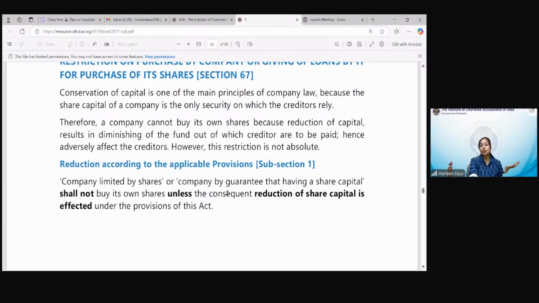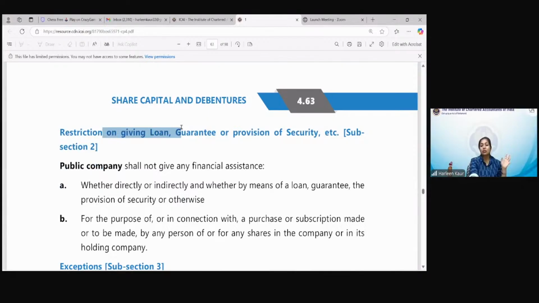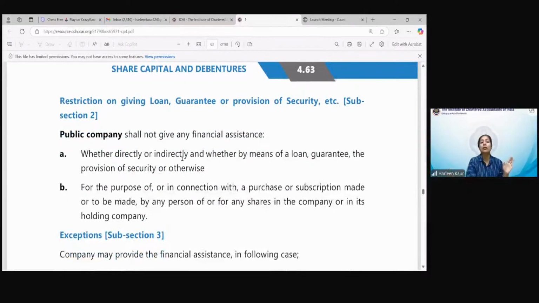So reduction according to the applicable provisions. A company limited by shares or guarantee having share capital will not buy its shares unless the reduction takes place as per section 66. So there are certain restrictions on giving loan or guarantee or providing security. A public company will not give any financial assistance or provide any loan by way of security so that people can go and buy the shares of their company or holding company.